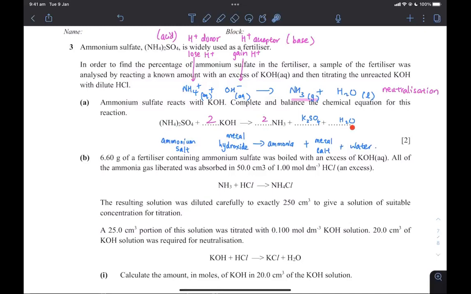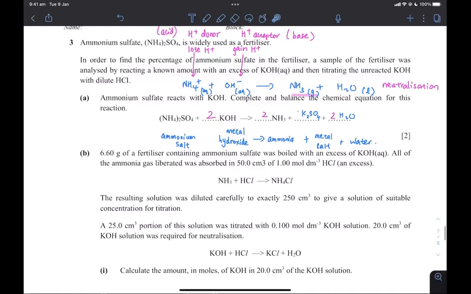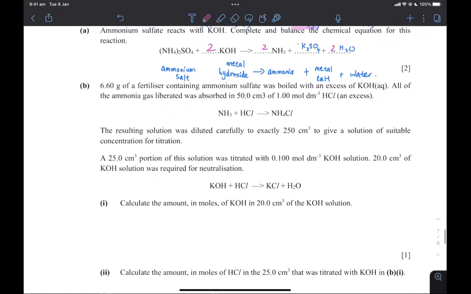Okay, how many water do I get, Shakira? 2, because again 1 ammonium gives you 1 water, 2 ammonium give you 2 water. It's just multiplying this equation by 2 there. So hopefully your equation is balanced now, and just like that, you get the 2 marks. Easy start to the question.